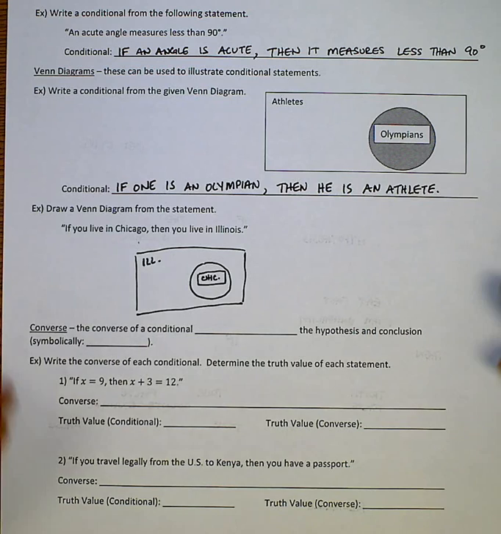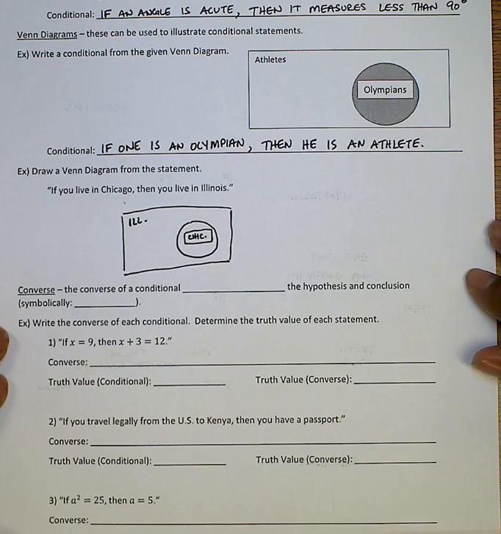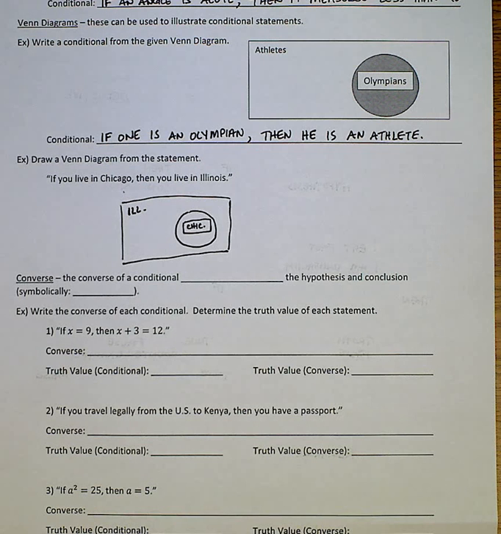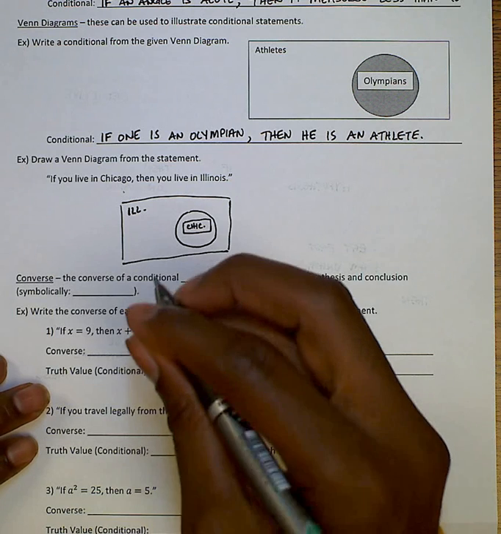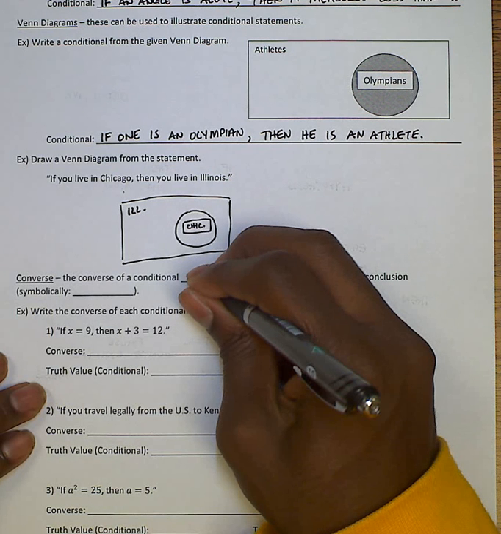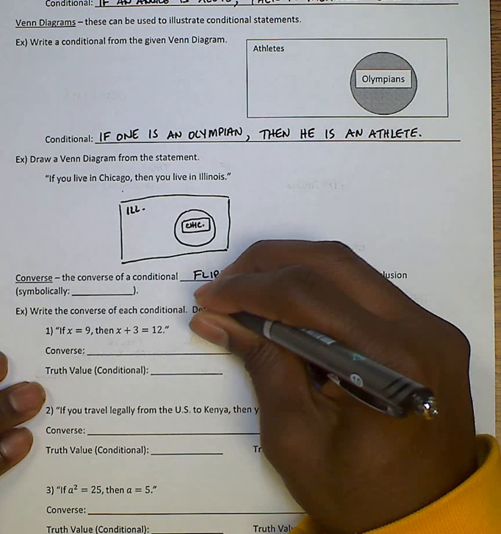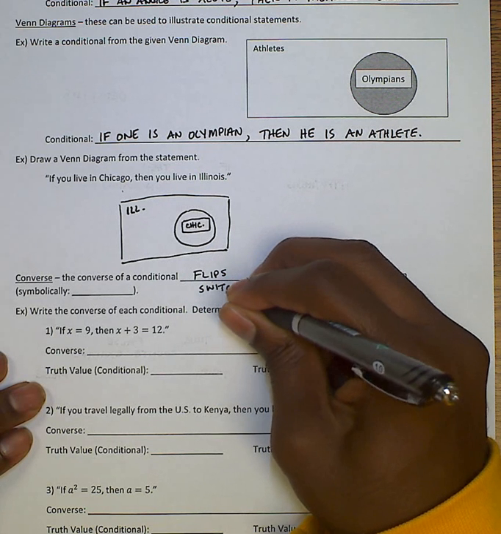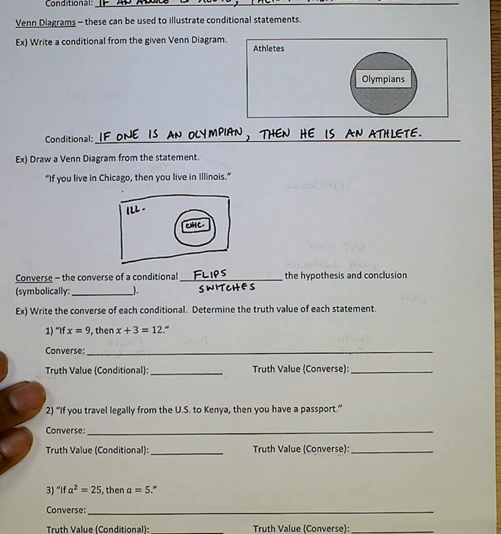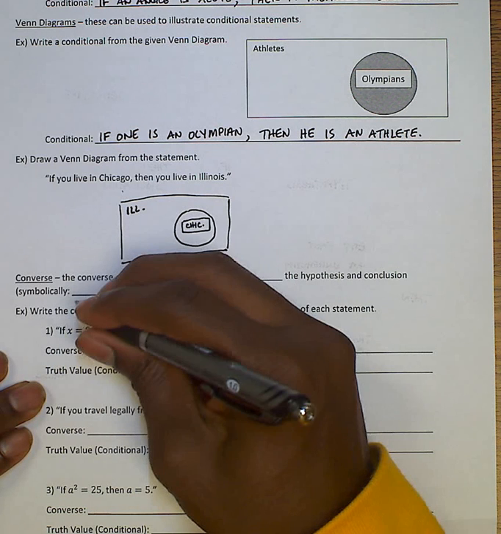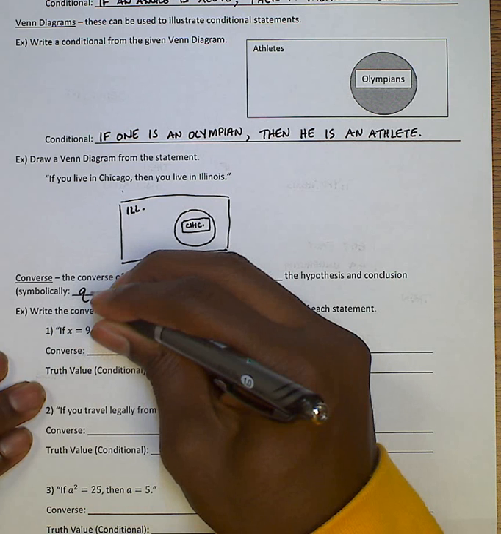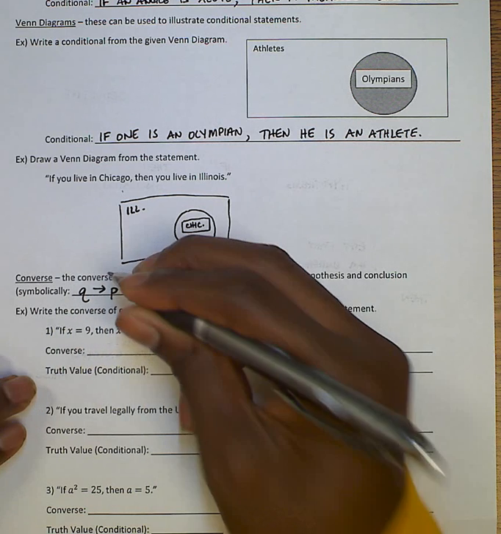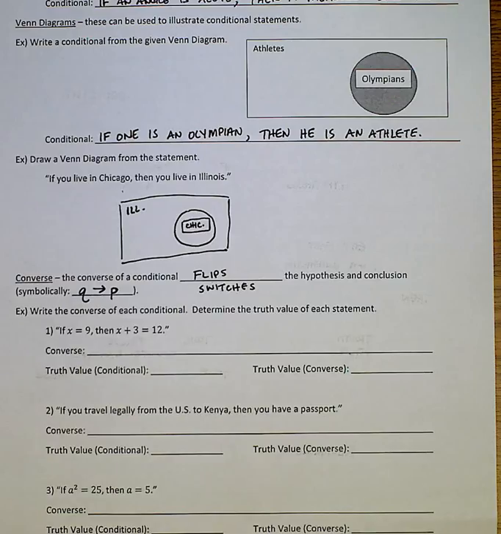All right. Let's talk about converses. We talked about the conditional statement. The converse of a conditional statement flips the hypothesis and the conclusion, or switches them. You can say one of those two. So symbolically, we had P then Q, so we go Q then P. Conclusion then hypothesis. So let's look at how that actually works out in practice.